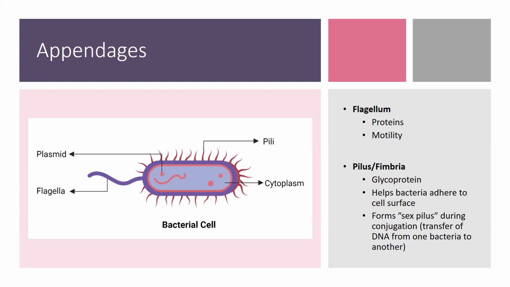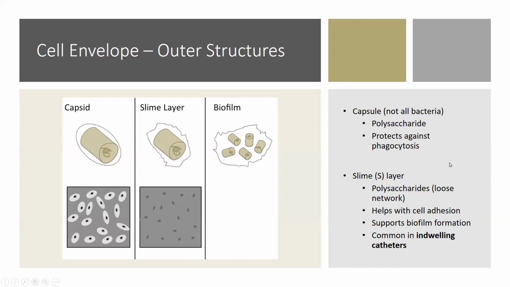Pili or fimbria, these are glycoproteins. They help bacteria adhere to cell surfaces, or they're helping with reproduction of bacteria during conjugation, transfer of DNA from one bacterium to another, which is how bacteria can actually gain DNA from each other. They can mutate or they can develop new characteristics. Oftentimes different toxoids are shared between bacteria. So these would be the only 2 appendages I would care to know about.